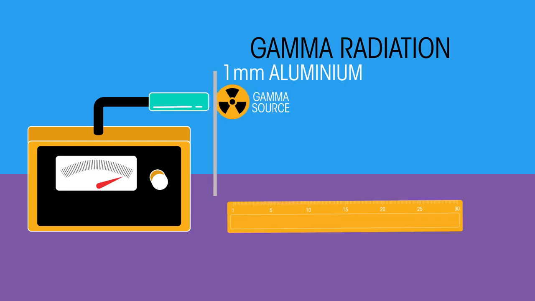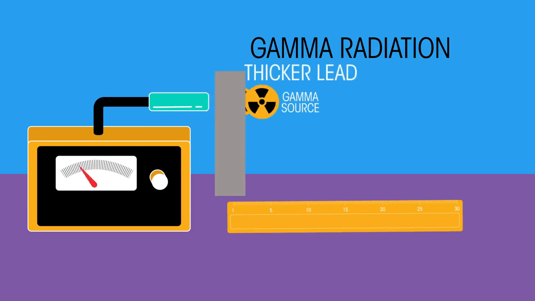Aluminium has no effect, thin lead some effect, and even thicker lead more so, but a significant count rate still continues. We can see that gamma rays have excellent penetration as they are neutral high-energy electromagnetic waves.